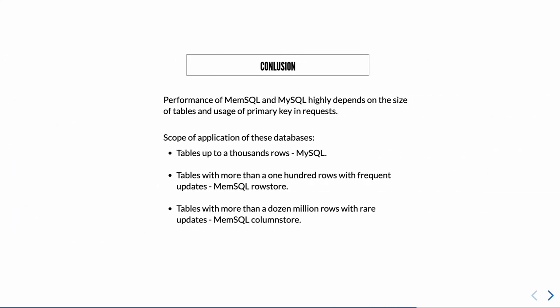So, conclusion. I have found that performance of MemSQL and MySQL highly depends on the size of tables and the usage of primary keys and requests. So, scope of application of these databases. Tables up to 1,000 rows, it's definitely MySQL. Tables with more than 100 rows with frequent updates, MemSQL row store. And tables with more than a dozen million rows with rare updates, I would prefer MemSQL column store.